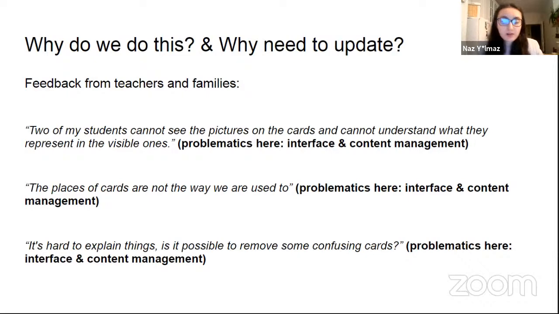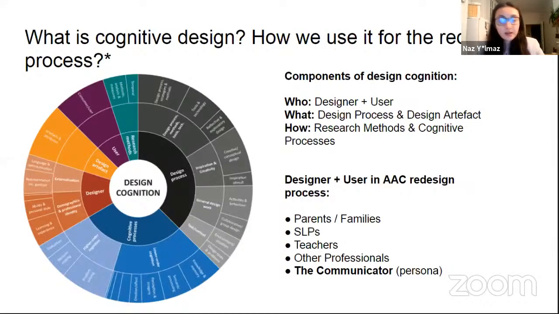the cognitive science background. Here I share a design cognition analysis as well. Here are the components of design cognition. Who: designer and user. What: design process and design artifact. And how: research methods and cognitive process. So, who are the designer and user in the AAC redesign process? Parents and families, SLPs, teachers, other professionals, and the most important one, the communicators, so the persona.